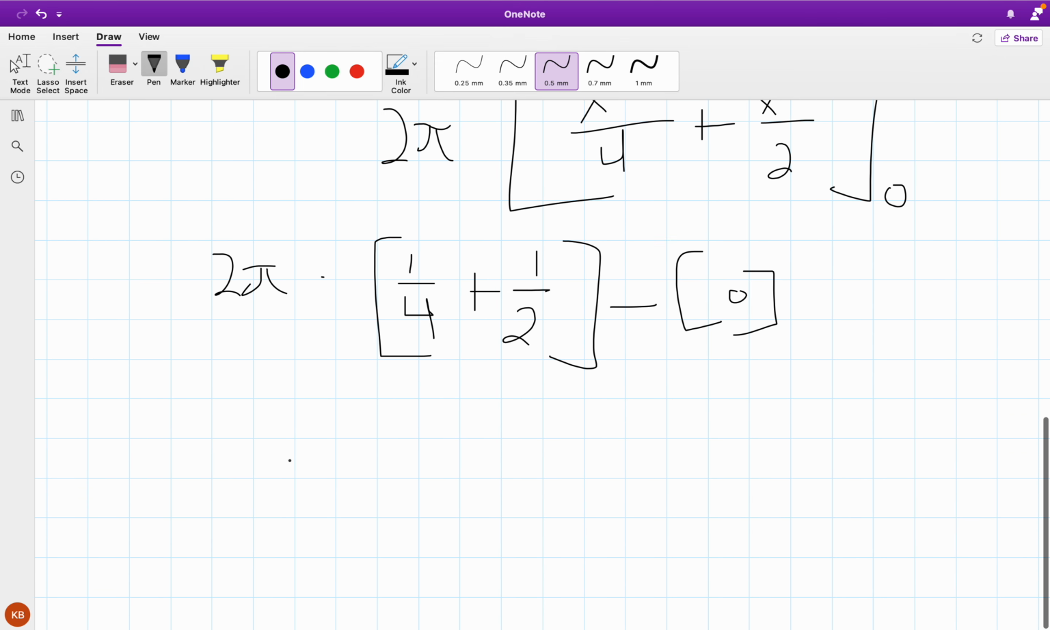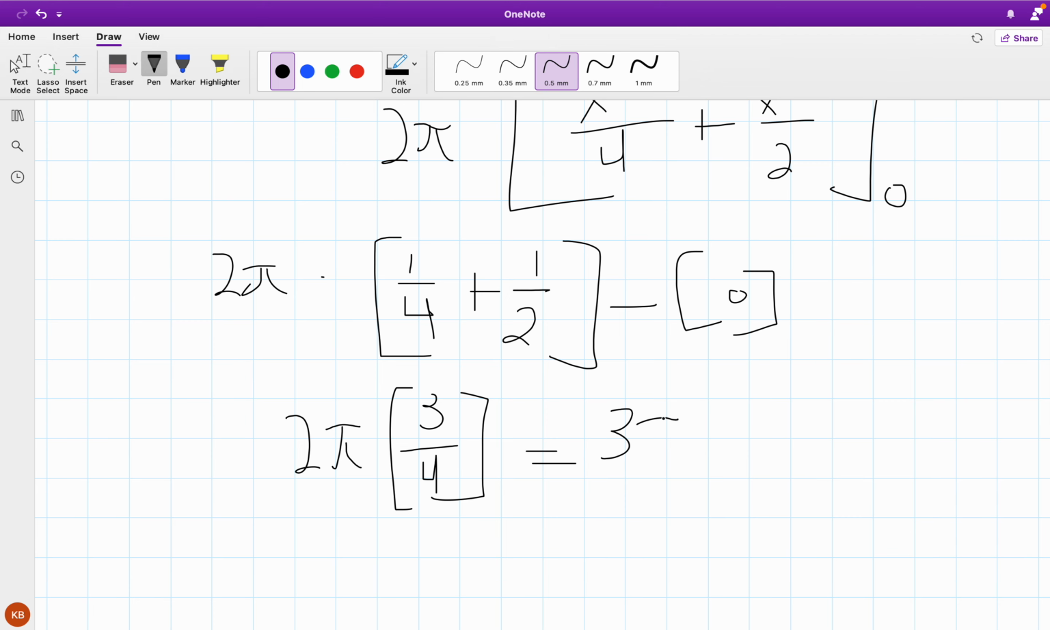So 1/4 plus 1/2 equals 3 over 4, minus 0 is just 0, times 2 pi. So the answer to this problem would be 3 pi. We multiply back the constant, so it would be 3 pi over 2.